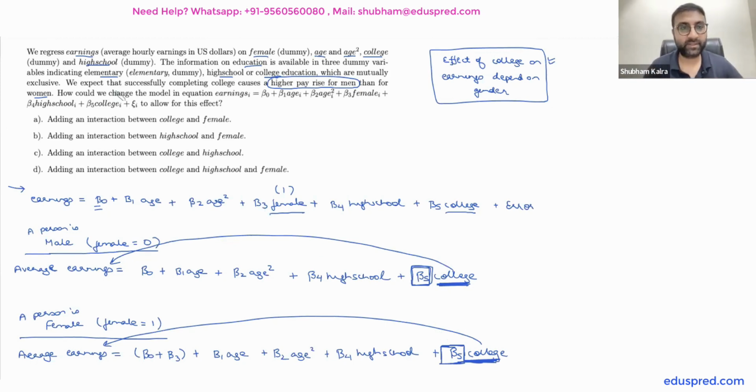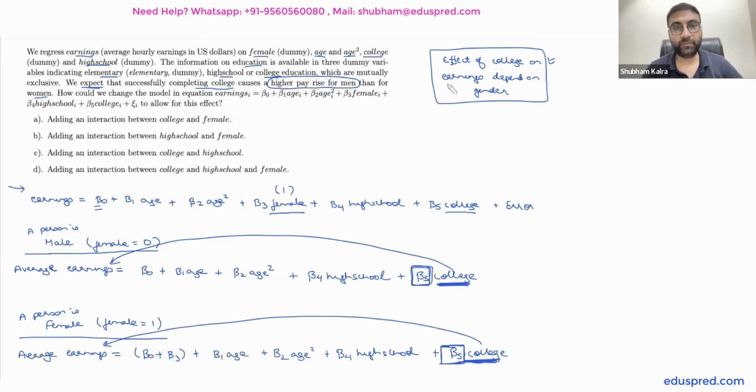If you see over here, they are saying that we are expecting that completing college causes a higher pay rise for men than for women. So they want you to take this information into account and accordingly adjust the model. What do we have to do in this case? We have to adjust the model in such a manner that the effect of college on males' earnings is different from the effect of college on female earnings. So you have to allow for that possibility.